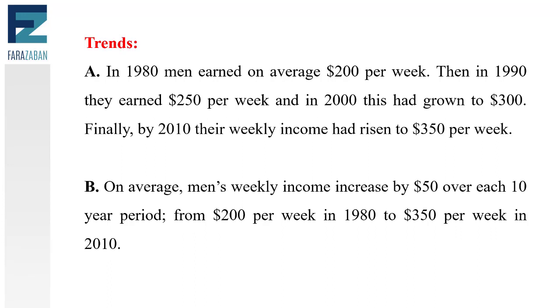The major problem with part A, or example A, is that it is completely mechanical. We say what happened in 1980, what happened in 1990, and then 2000, and what happened at last in 2010. But in part B, we clustered the information, we grouped the information, and we had some comparison. For example, we said that the income increased by $50 over each 10-year period from $200. So here we have comparison: what happened in 1980 and what happened in 2010.